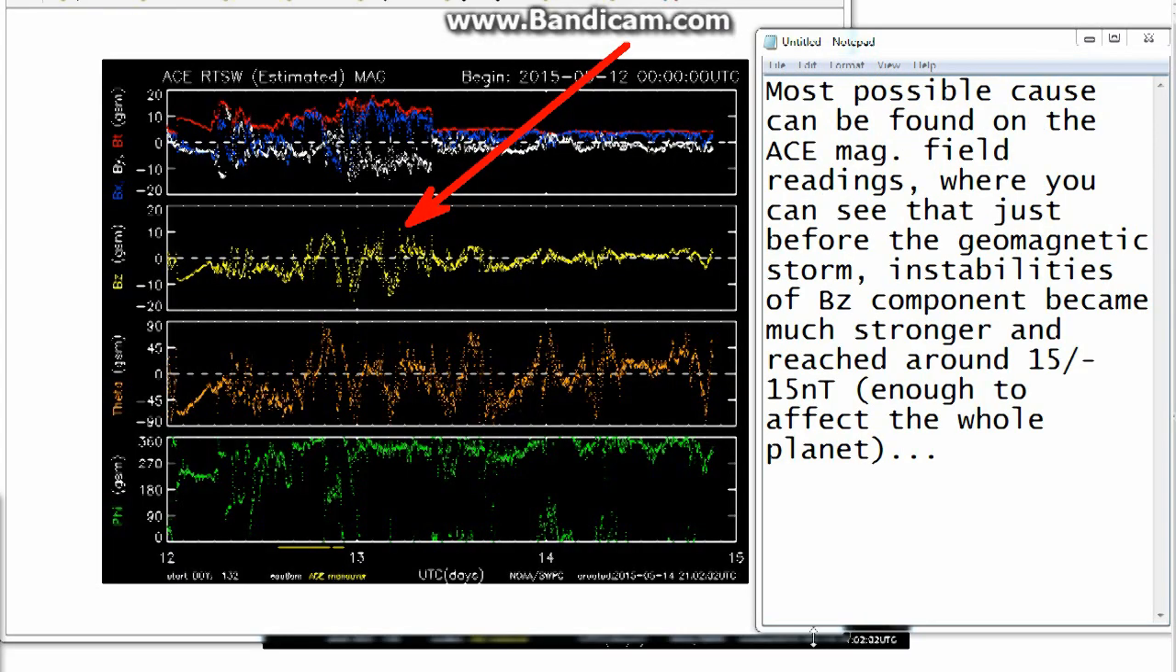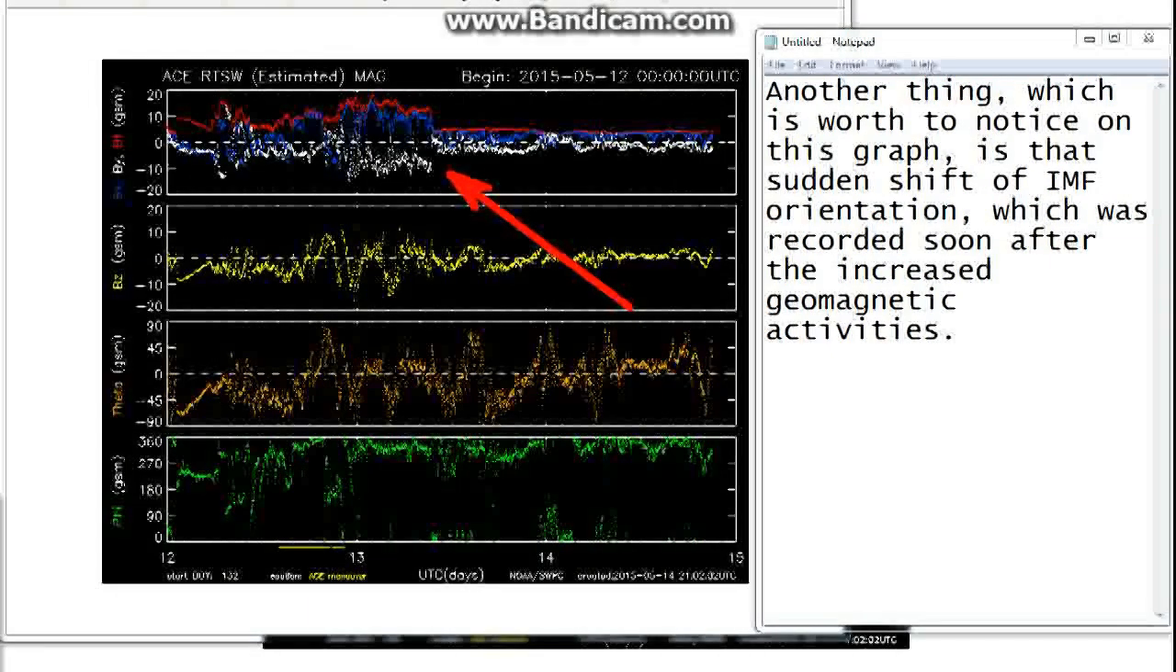Most possible cause can be found on the ACE magnetic field readings, where you can see that just before the geomagnetic storm, instabilities of BZ component became much stronger and reached around 15 nanoteslas, enough to affect the whole planet. Another thing which is worth to notice on this graph is that sudden shift of IMF orientation, which was recorded soon after the increased geomagnetic activities.